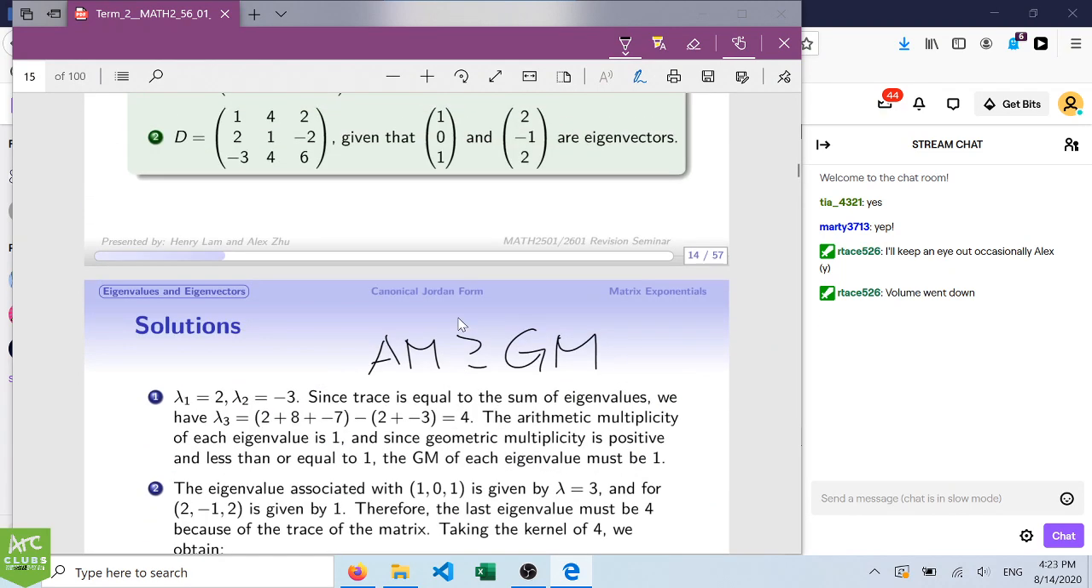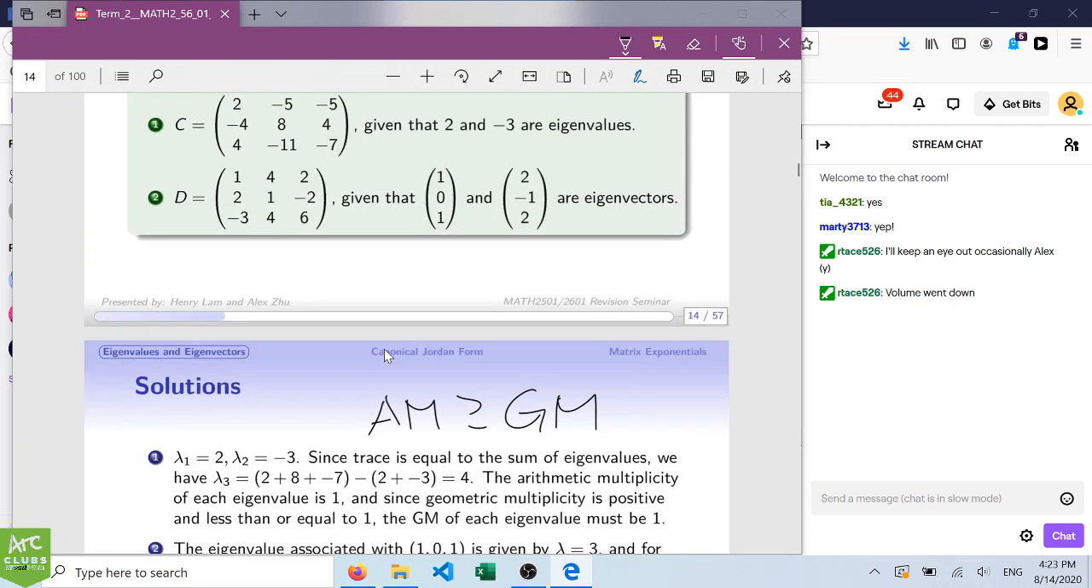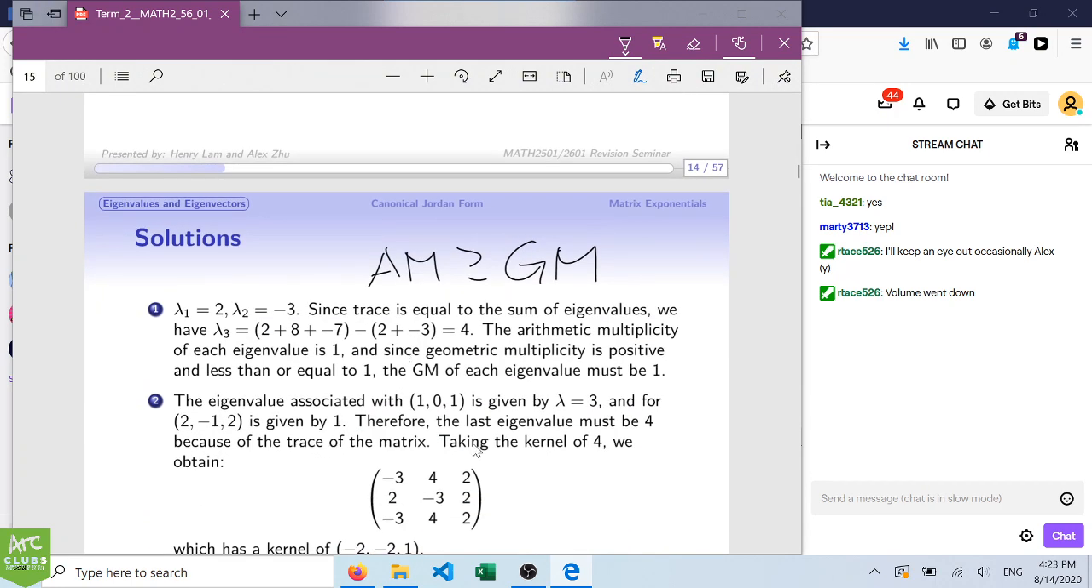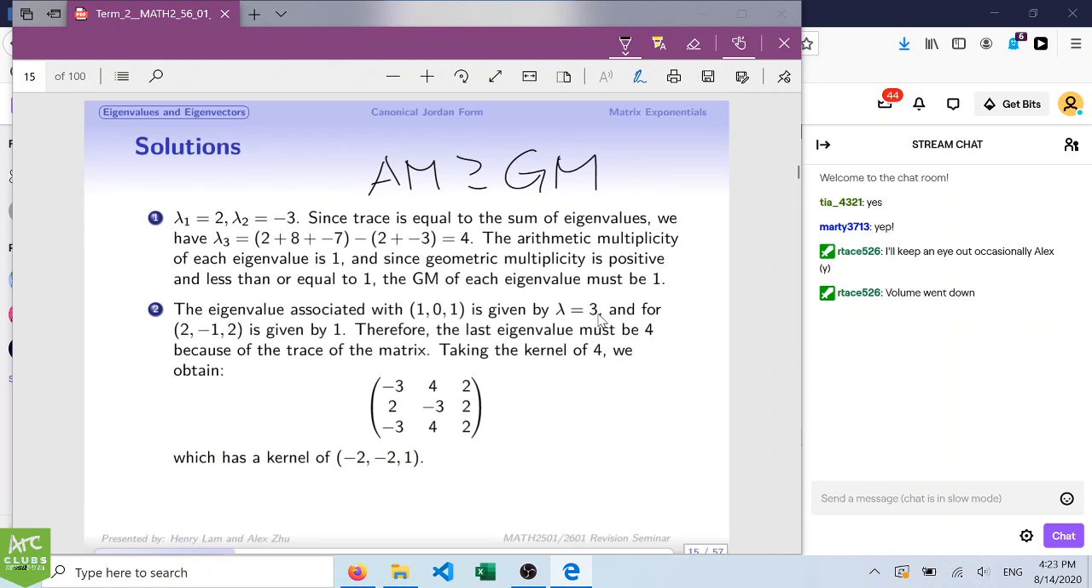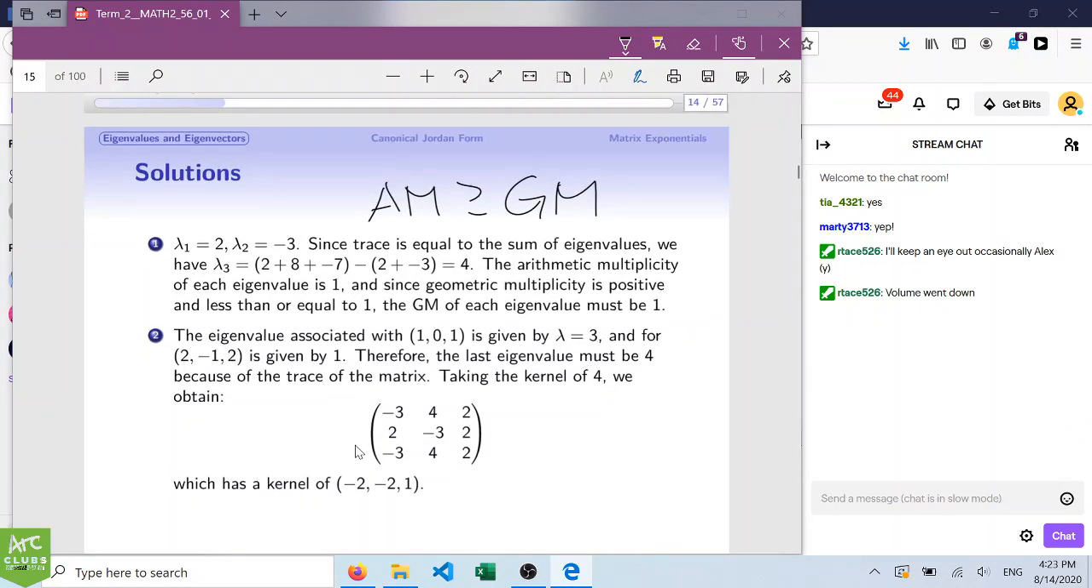So 101, if you multiply it in here, you get 303. And that's why lambda is 3. And then if you multiply 2 minus 1, 2 into that, you'll get the exact same thing. So lambda is 1. So your eigenvalues and your eigenvectors are going to be 3 and 1, and then you can just use the trace property to find the last eigenvalue. Okay, and that's pretty much it.